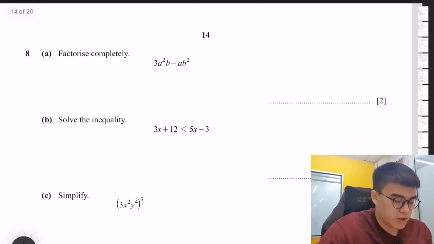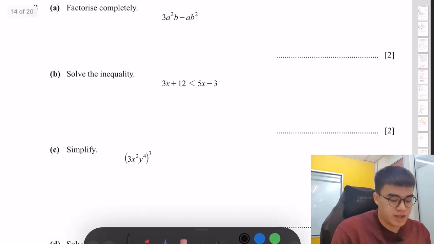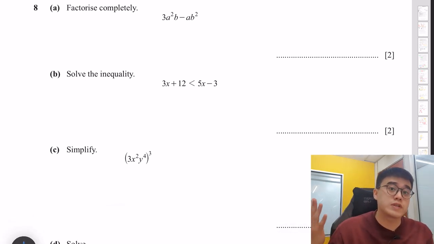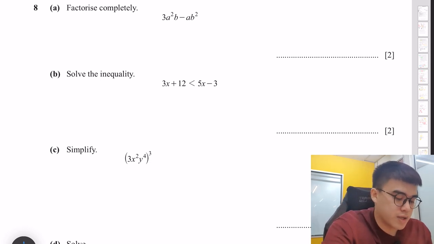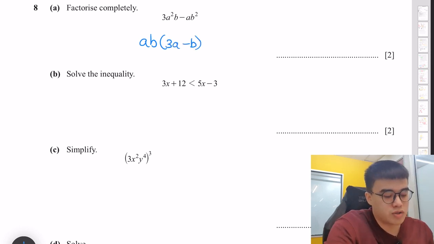Moving on, we have question 8. Okay, finally, some question that is relatively easy. So if you can manage the answers, the question from previous part so far, this shouldn't be any problem. So for the first one, you notice A and D is repeating. After you extract it out, you have a balance of AB bracket 3A minus B.